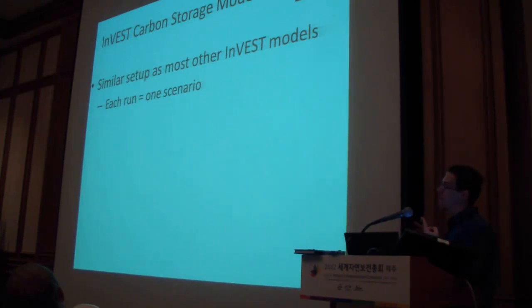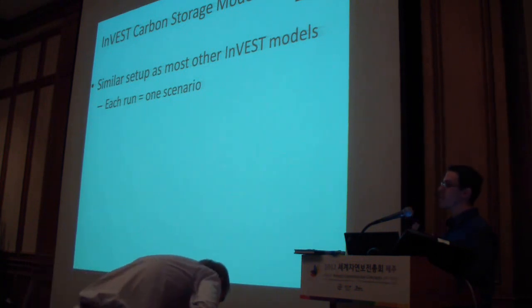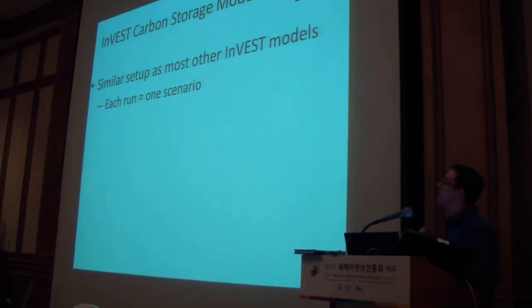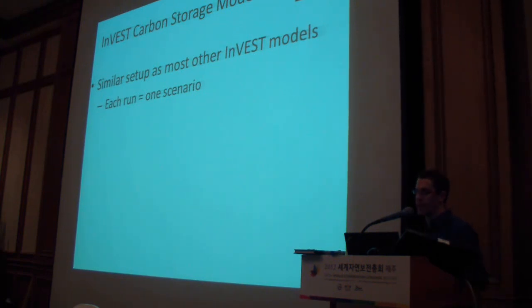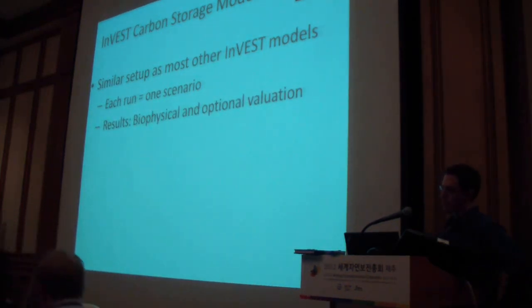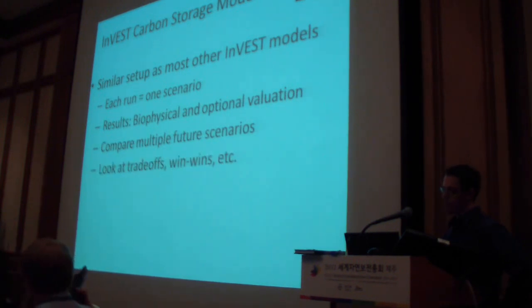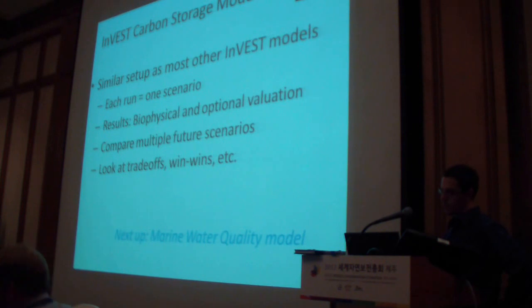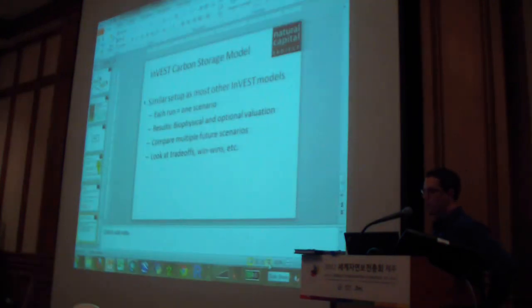Or in the case of carbon, it's actually comparing current and future. But most of the model runs are one scenario. So if you want to look at 4 scenarios, you need to run the model 4 times. And that's another reason why this decrease in runtime is so good, because we can run a lot more models and scenarios quicker. Results are in biophysical and optionally economic evaluation terms. We compare multiple futures and look at trade-offs and win-wins. So that's pretty much it for carbon.